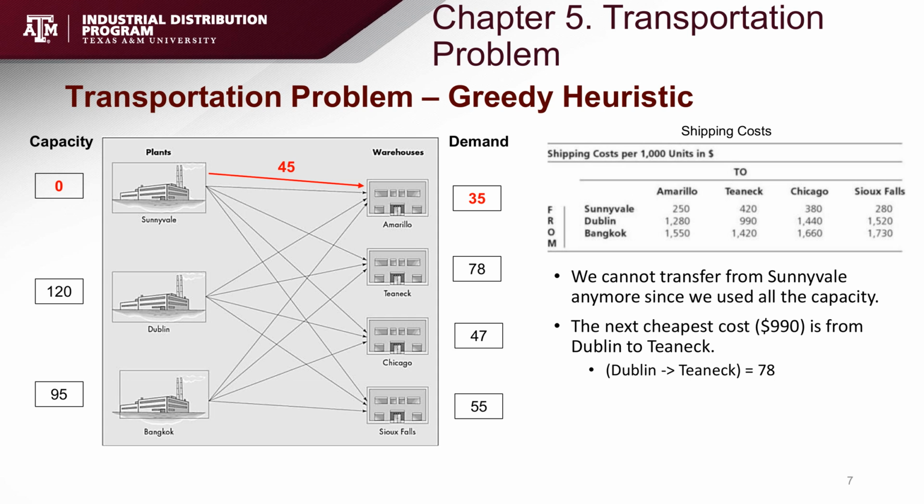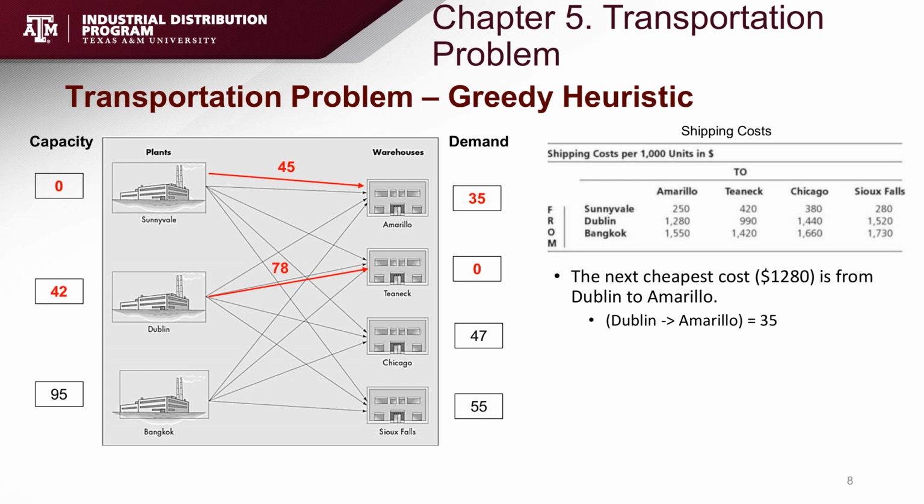We scan again for the next cheapest cell among what's left, and that's Dublin to Teaneck at $990. Dublin has the full 120 available, Teaneck needs 78, so we ship 78, the smaller number. Teaneck's now fully satisfied, demand goes to 0. And Dublin still has 42 left to give.